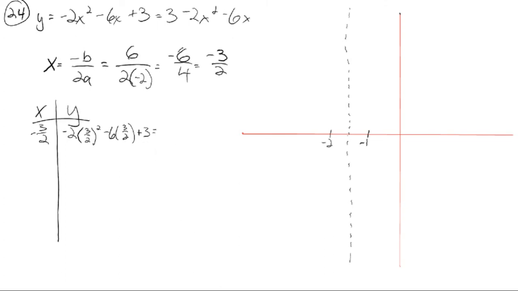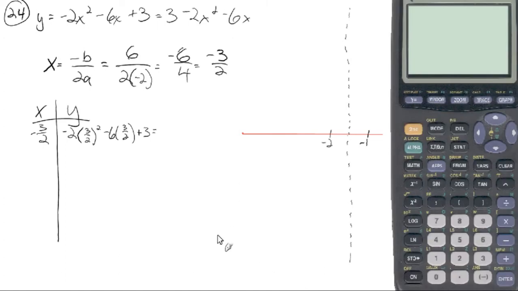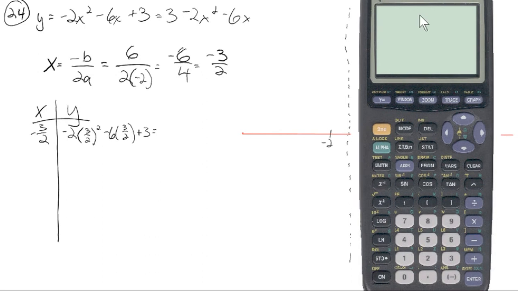I'm just going to use my calculator. Of course, it's possible to do this by hand, so I don't have any problem bringing out the calculator. It just speeds things along. So turn it on. Let's clear that out. -2 times, oh, I should be putting negative 3/2 in here. So negative 3/2. We're going to square that in the parentheses. Minus 6 times negative 3/2 plus 3. And that is 7.5.